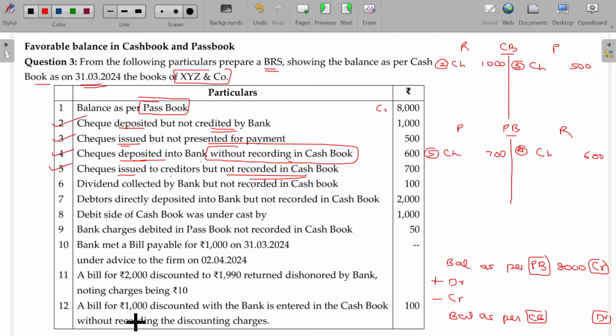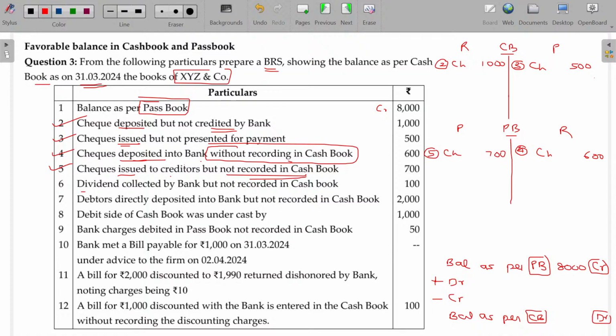So check related 4 items. Either you may post only in the receipt side of the cash book without the receipt side of the passbook, or shown only in the payment side of the cash book without the payment side of the passbook, or shown only in the receipt. So these are the reasons for the disagreement of these two balances as per cash book as well as passbook. Hope you will now be able to understand these 4 items. Check related.